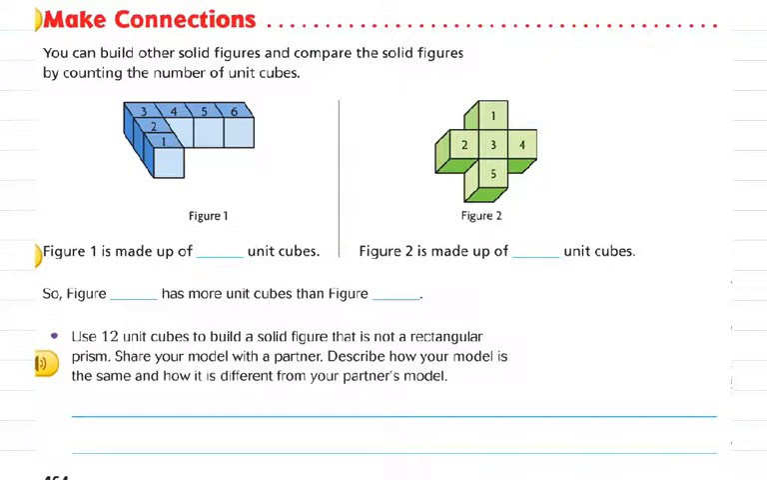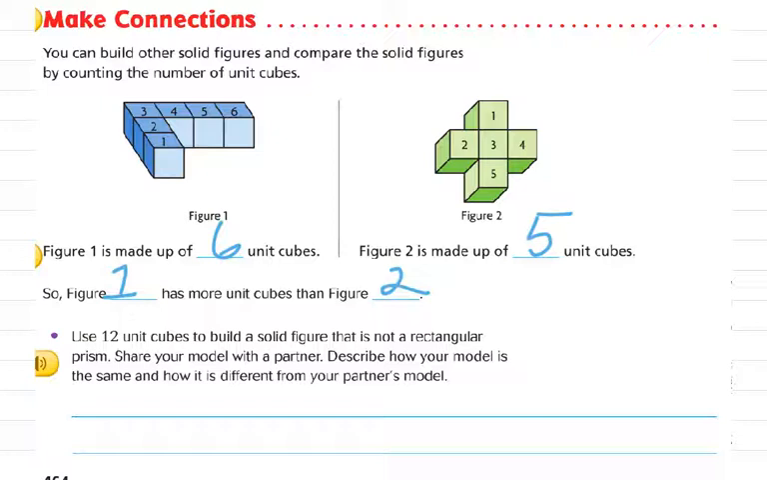So we're going to go on to the make connections part of our lesson, where we are going to be exploring building different sorts of rectangular prisms. So make connections. It says you can build other solid figures and compare the solid figures by counting the number of unit cubes. So our figure 1 here has 6 unit cubes, and our figure 2 has 5 unit cubes. Figure 1 we can see is made up of 6 unit cubes, and figure 2 is made up of 5 unit cubes. So figure 1 has more unit cubes than figure 2.